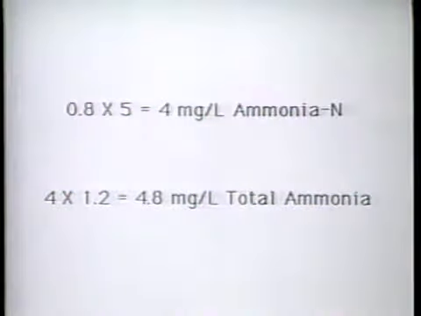This value must be multiplied by 5 to convert it to the true undiluted value. For example, if the wheel reads 0.8, the true value is 0.8 times 5, which equals 4 milligrams per liter ammonia nitrogen. Again, to convert this to total ammonia, multiply by 1.2. In our example, 4 times 1.2 equals 4.8 milligrams per liter total ammonia.